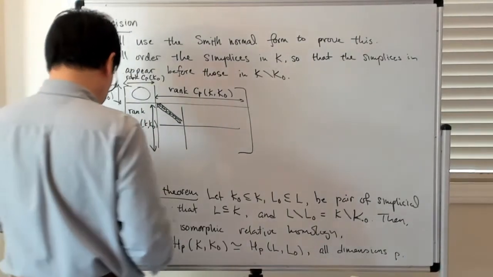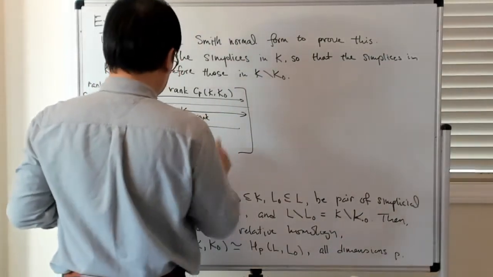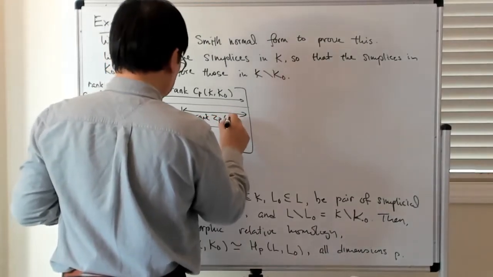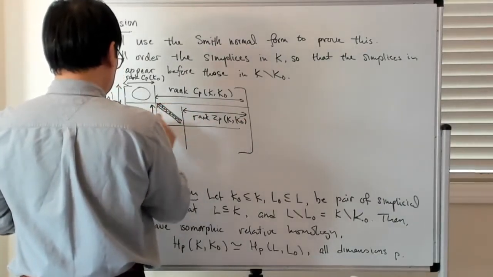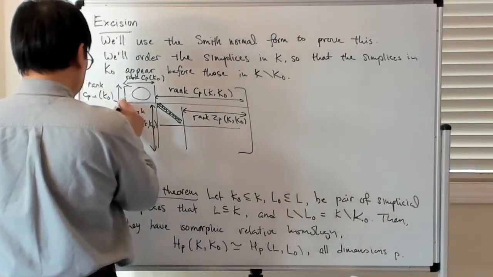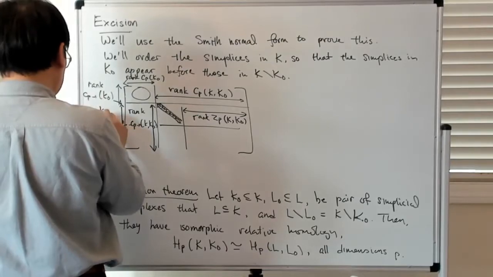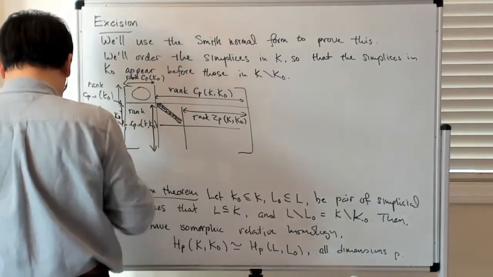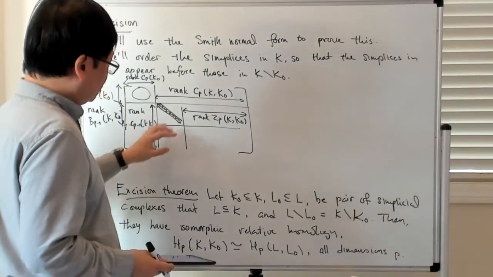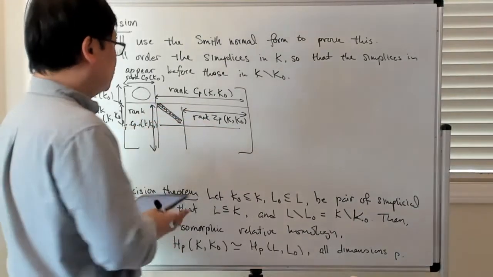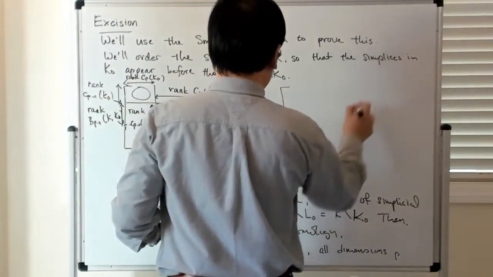This piece here is the rank of the relative cycles of (K, K0). And then, let's try to extend it out here. This is going to be the rank of the relative boundaries B_{p-1}(K, K0). So this is what's happening for the relative homology of K comma K0, and now I'm going to do the same thing for L comma L0.